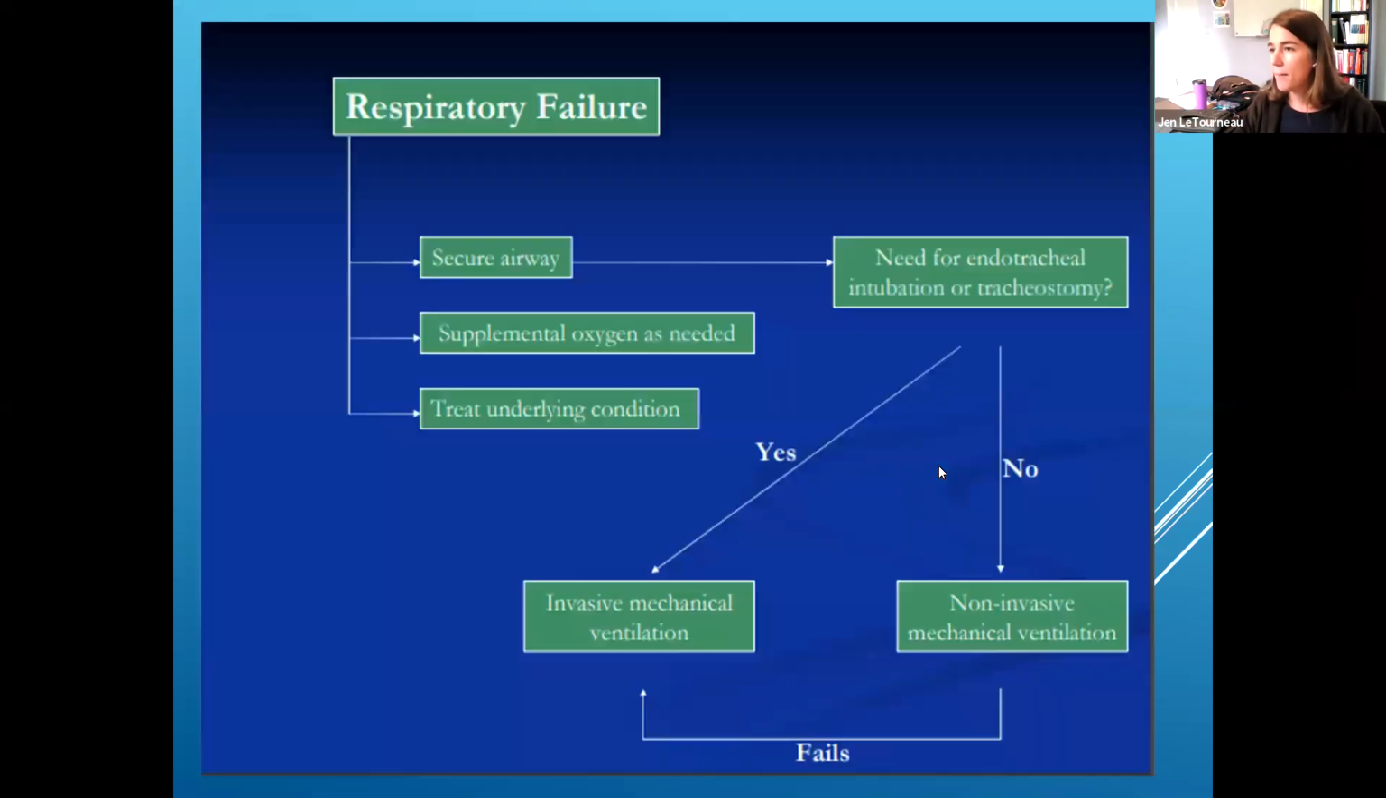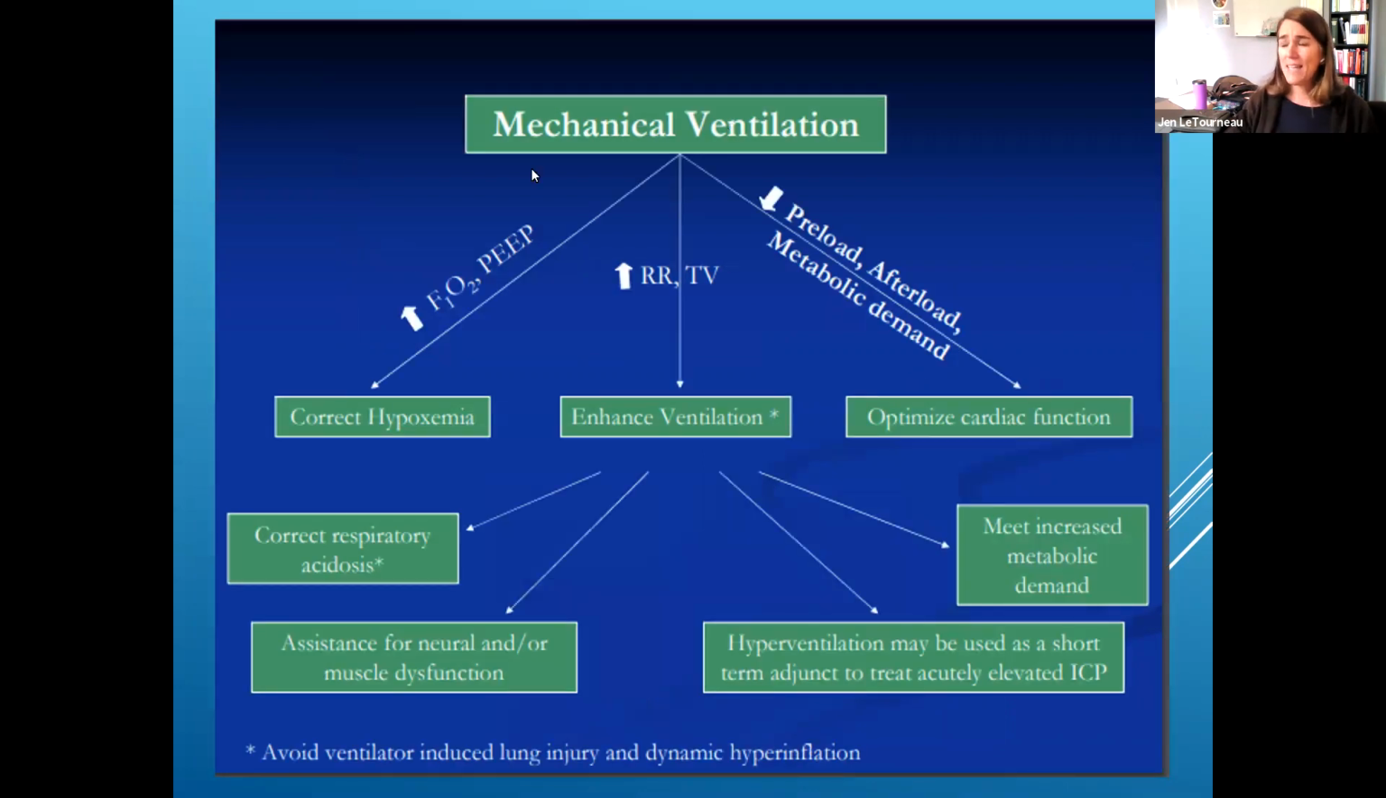All right. Okay, so kind of the overview for those of you who like flow charts. With respiratory failure, you can follow 3 paths: either secure the airway, supplemental oxygen, or treat the underlying condition. If you need to secure the airway, you need to think about, do they need intratracheal intubation or tracheostomy? If no, then non-invasive mechanical ventilation. And if that fails, invasive mechanical ventilation. If they do need intubation, then you go to invasive mechanical ventilation. Super easy schematic here.